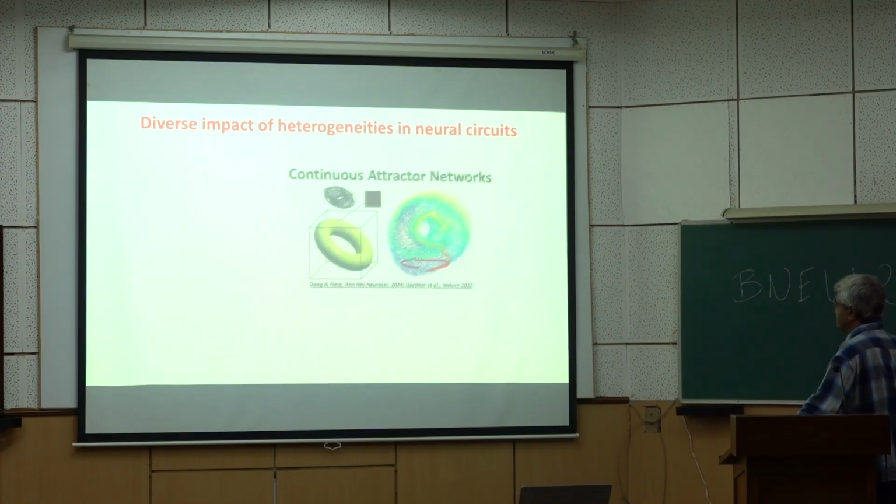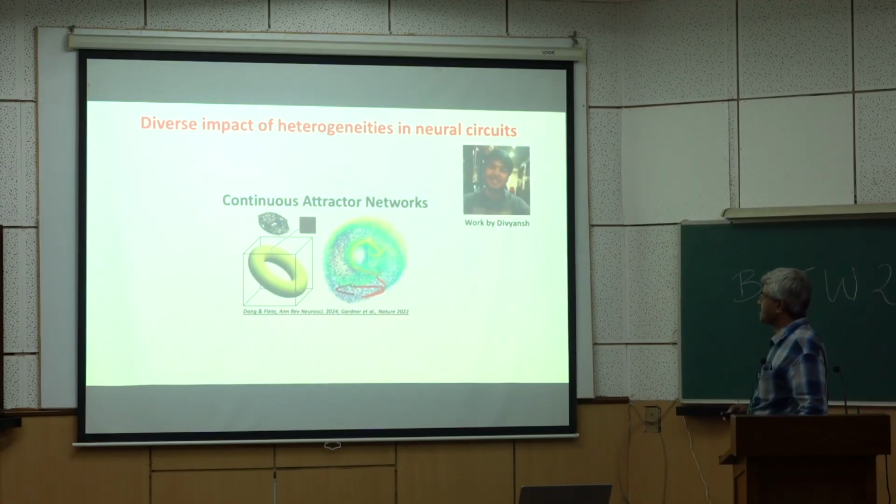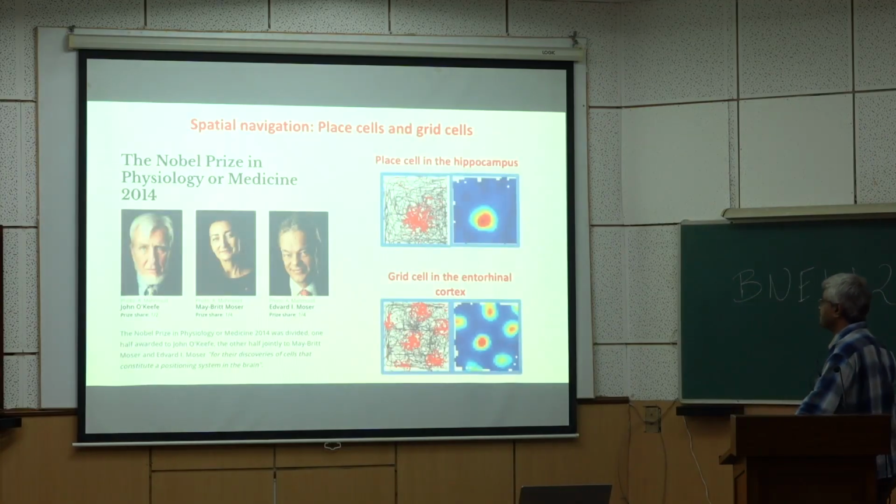Going to the second part of it, this is with reference to continuous attractor networks. This is work by Divyansh. So this is with reference to what are selective cells that are present in the hippocampus and in the entorhinal cortex.